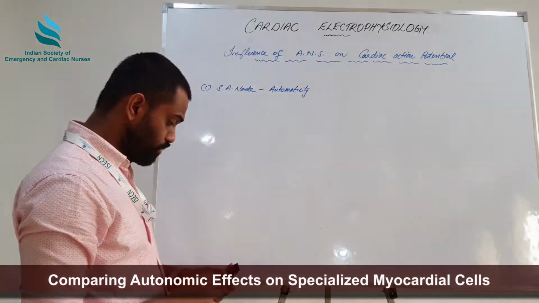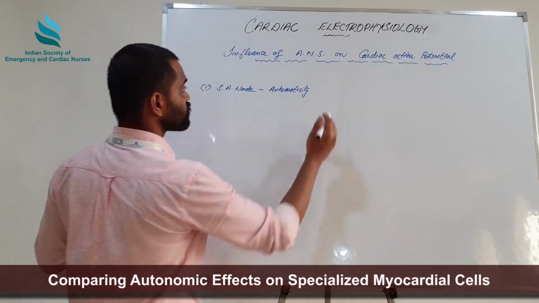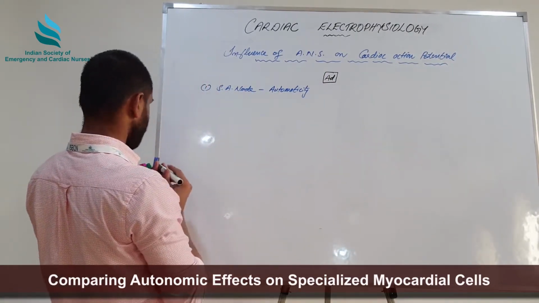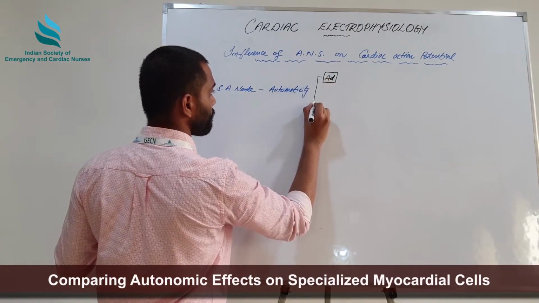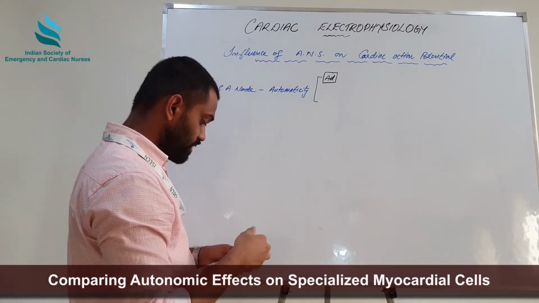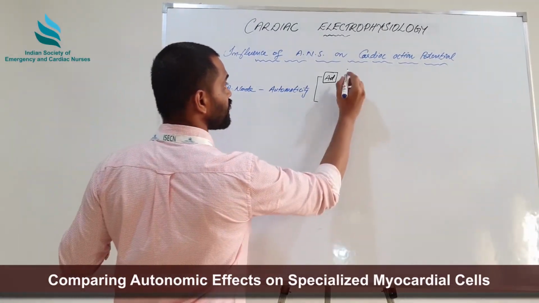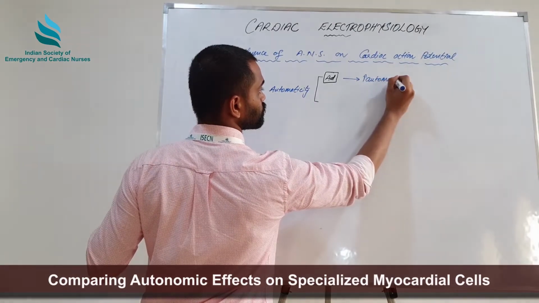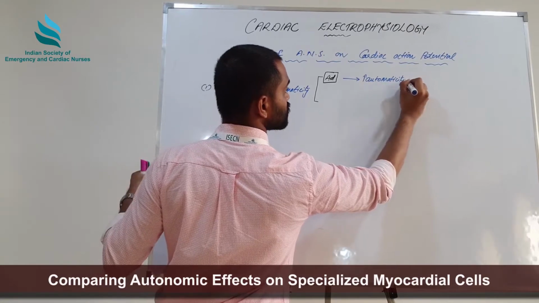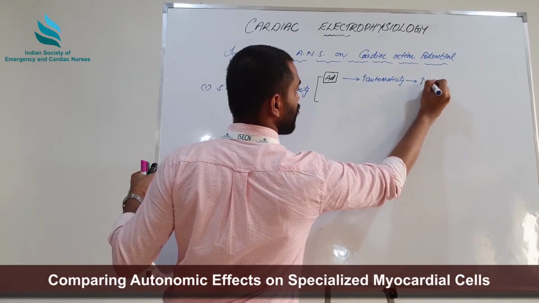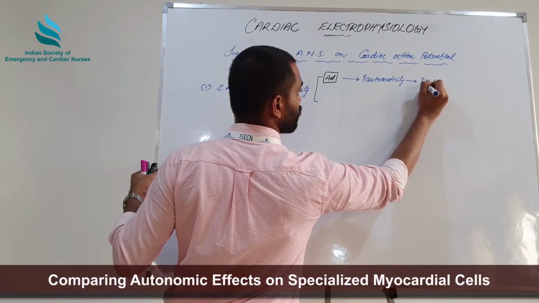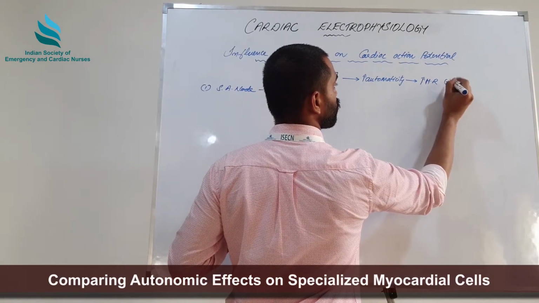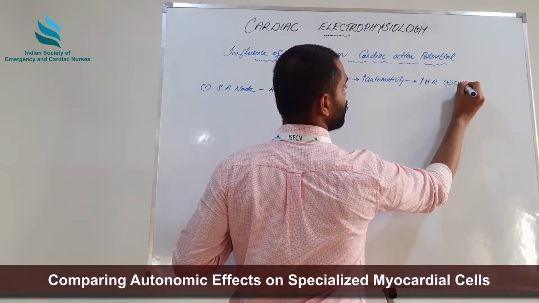And under the influence of the adrenergic system, what happened? The cell had increased its automaticity, which means there is an increase in heart rate, and this is what we call a positive chronotropic effect.